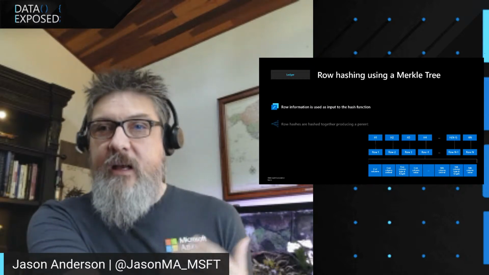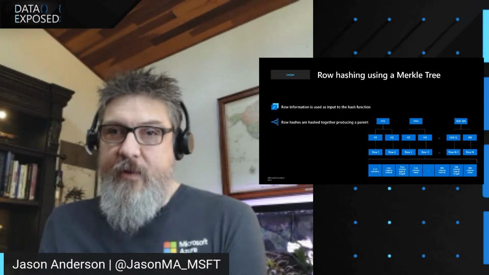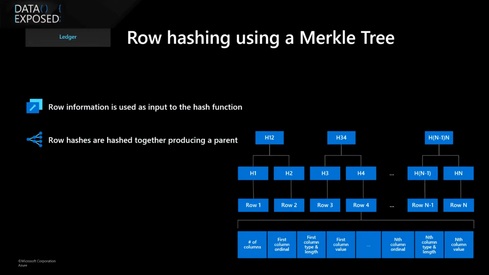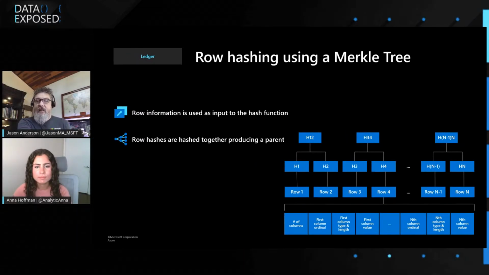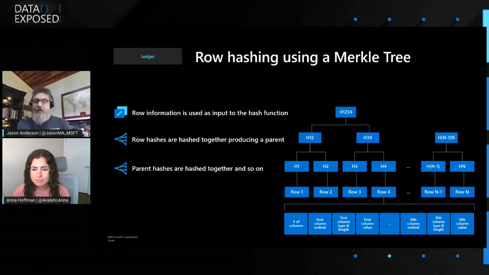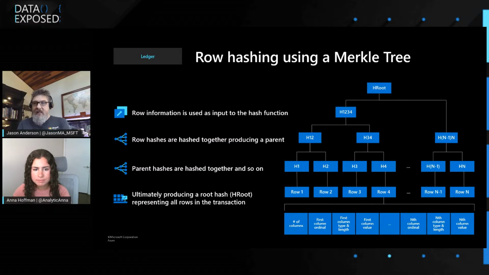Now, every row, once it's hashed, we hash those rows together. So as you can see here, the hash of row 1 and 2 are hashed together to create hash 1, 2, and 3, 4, and so on. This is the Merkle tree aspect of it, creating what's called a parent hash for those two rows. This continues up until you get to the very top, where you have effectively a root hash that represents all of the data elements in that Merkle tree. So in this particular case, for the transaction, all the rows that were hashed in that transaction are then represented by a single root hash.